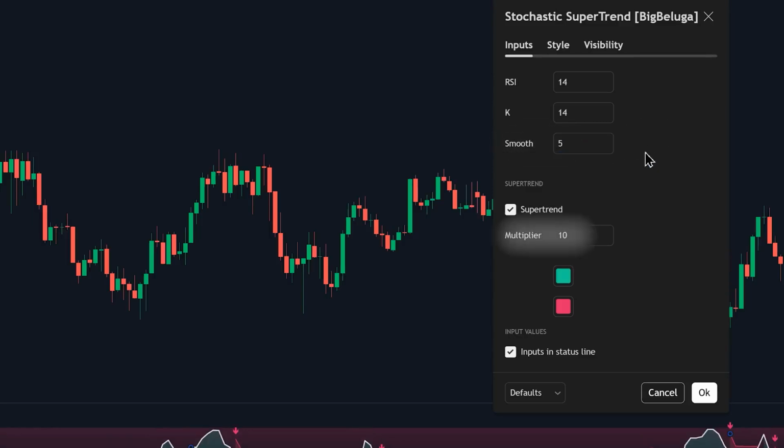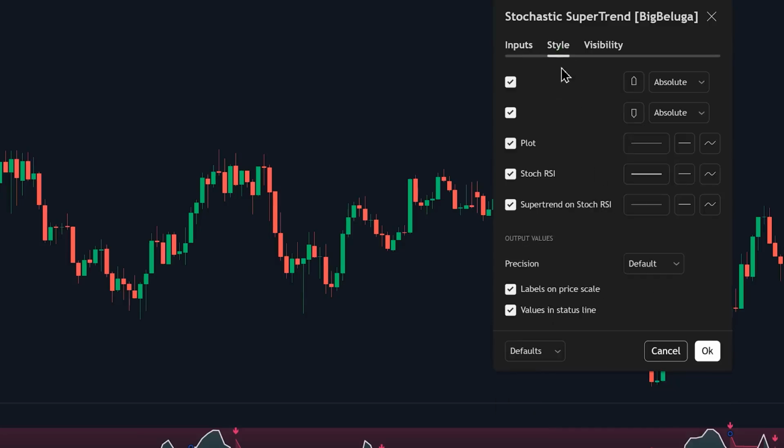The multiplier is set to 10, which controls the sensitivity of the supertrend bands. Then you have the options to change the colors for bullish and bearish momentum. If you click on the Style tab, there are several options that you can toggle on or off, but it's mainly just a bunch of checkboxes to enable or disable different visual features. For now, we won't change anything here, so just click OK.